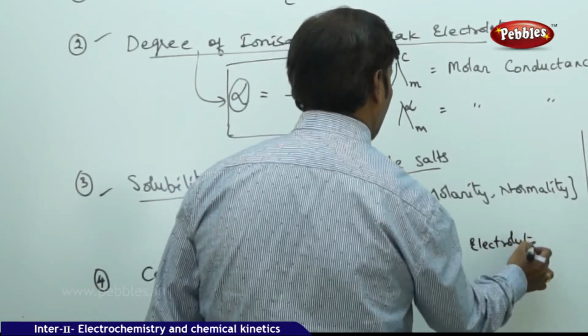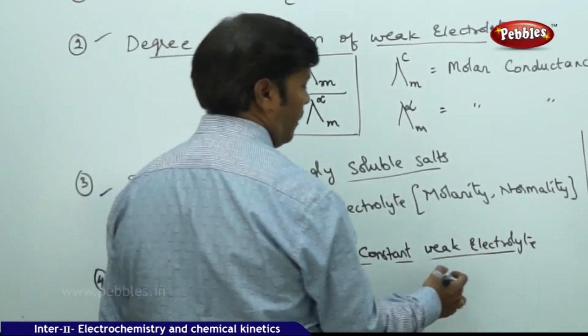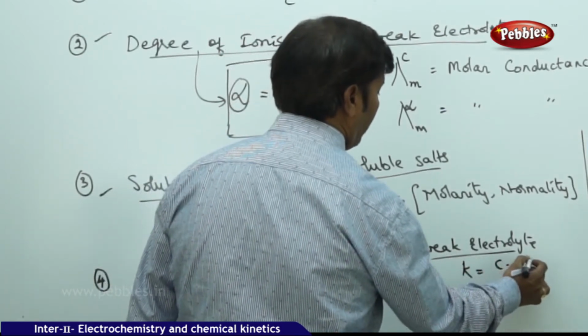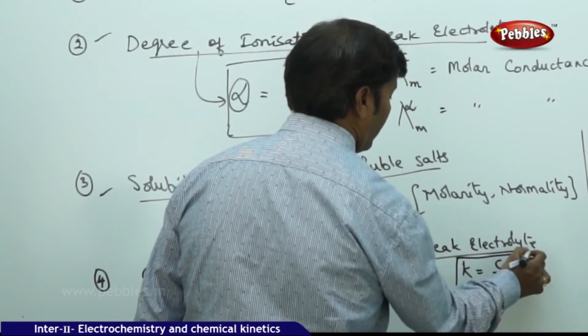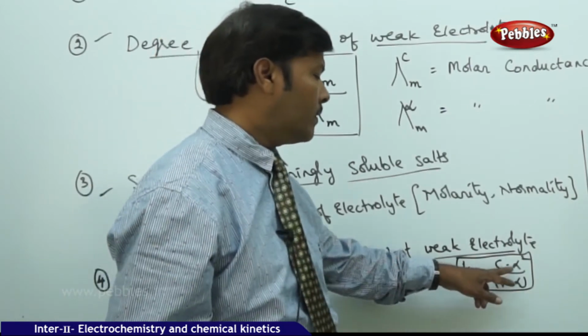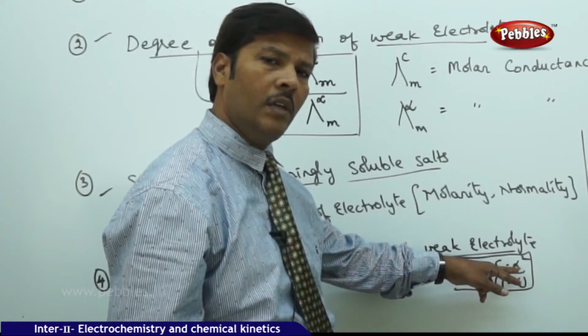So when you are calculating the dissociation constant of a weak electrolyte, we can directly apply the formula K is equal to C alpha square divided by 1 minus alpha. Here C is the concentration of the electrolyte, and alpha is the degree of ionization or degree of dissociation of the electrolyte.